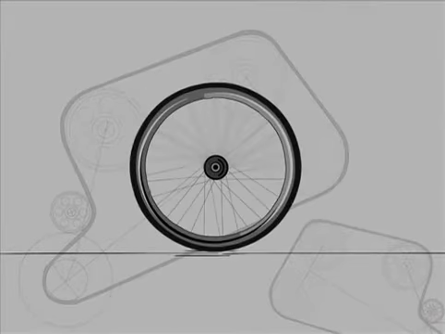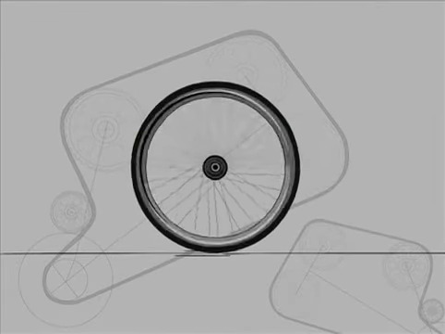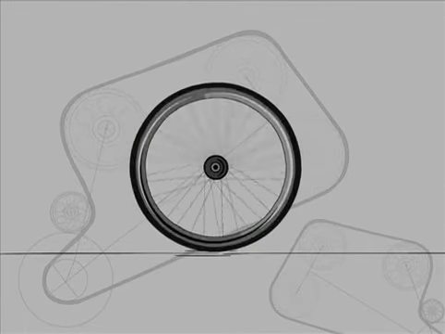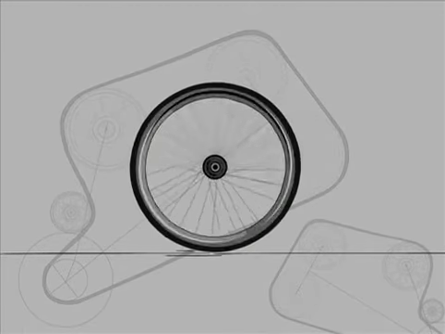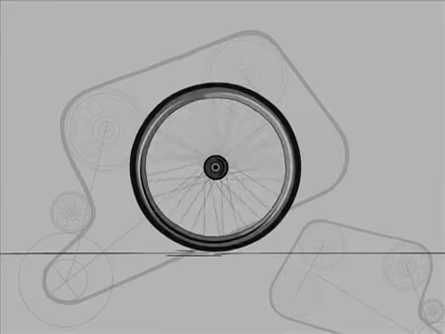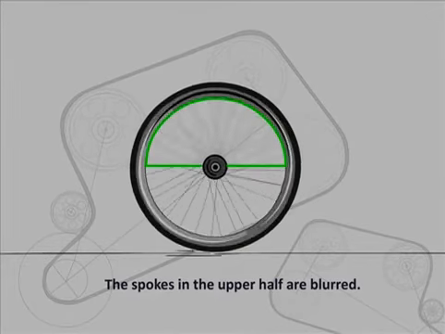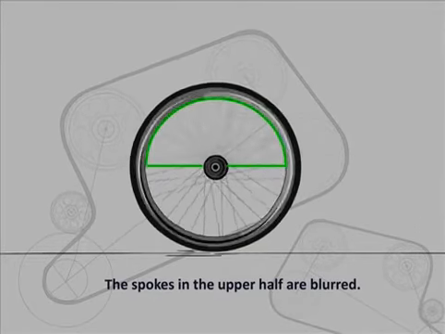Now let's take a closer look at the rolling motion of a bicycle wheel. At first glance, everything looks normal. Now let's make things more interesting by taking a picture of the wheel. Here we are. Now look at this picture carefully. Do you notice anything peculiar? No? Look at the upper half of the wheel. The spokes are blurred and difficult to distinguish.